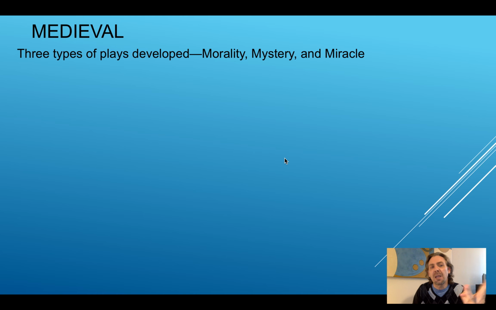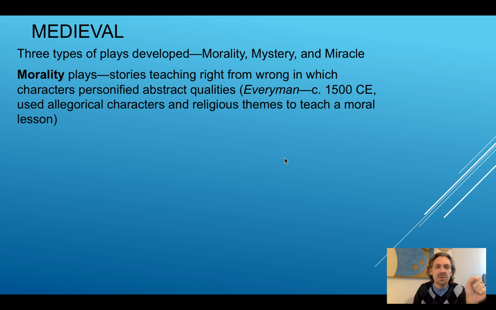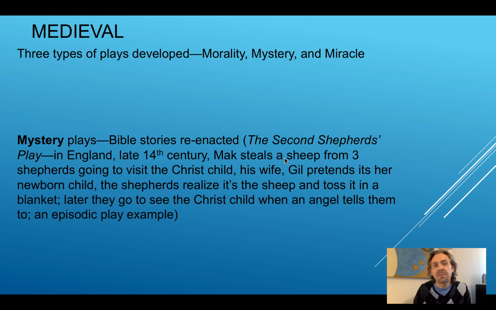And I want you to think of them as the three M's: morality, mystery, and miracle. Morality plays were stories that were specifically used to teach right from wrong, in which the characters personified abstract qualities. The play Everyman, which was written approximately 1500 CE, is an allegorical play. It uses allegorical characters and religious themes to teach moral lessons. Every character in that play doesn't have a typical name like we think of, but is named according to a moral, so that it is an allegorical representation of something else.